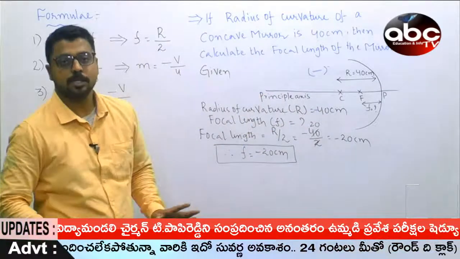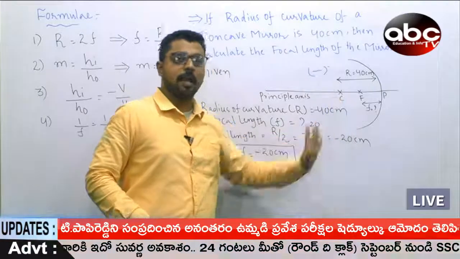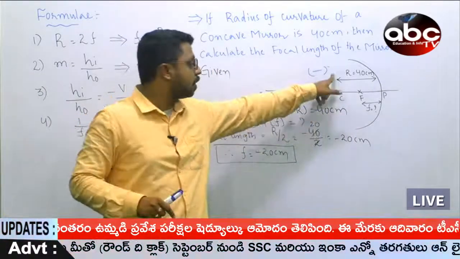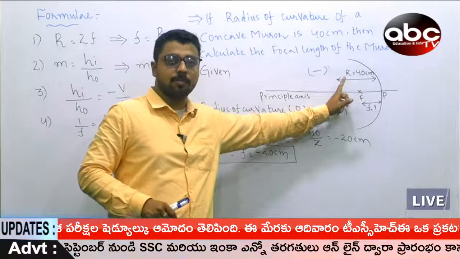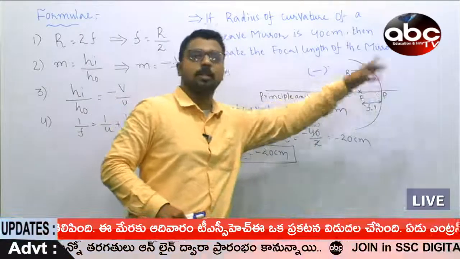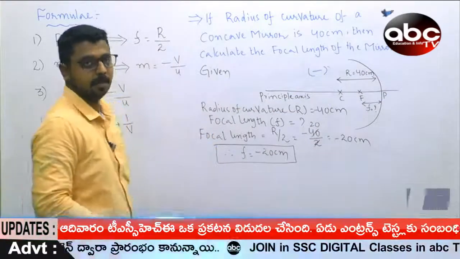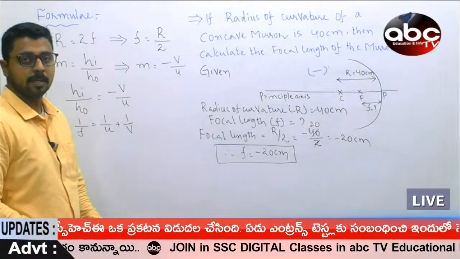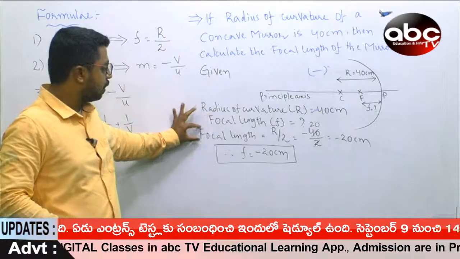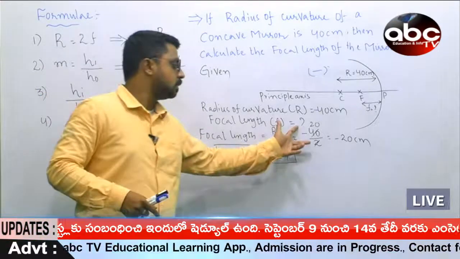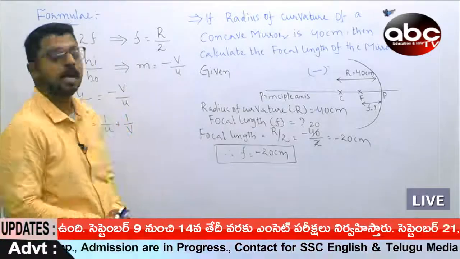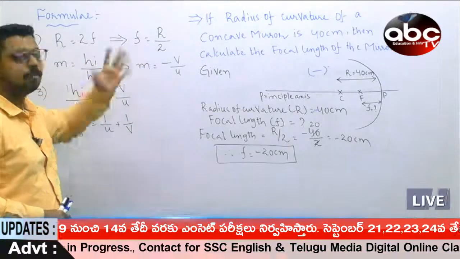Has to be, must and should apply with a suitable diagram. So for 40 centimeter I have added minus. This is because the focal length or center of curvature or radius of curvature are lying on the active side, not beyond the mirror. This is the answer. Even here, correct formula I have taken, substitution I have taken, correct answer I have taken.